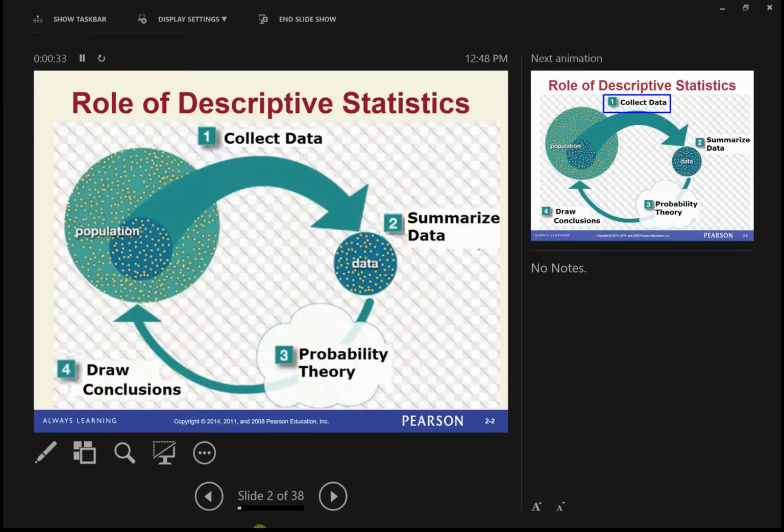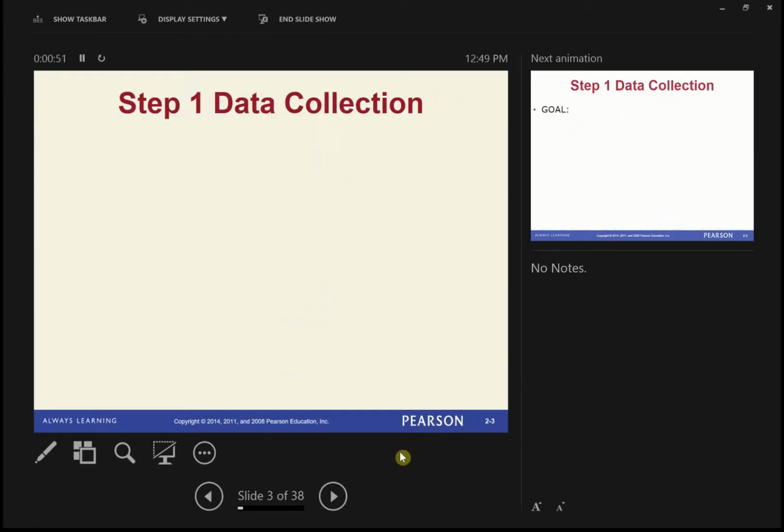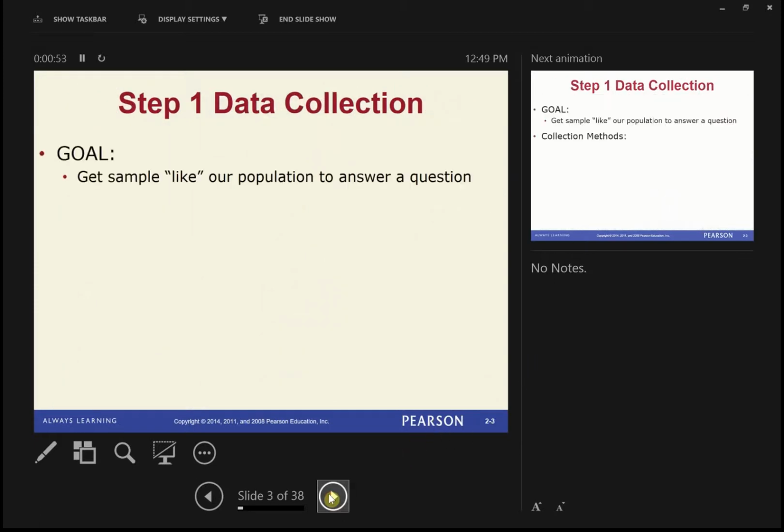Okay, so first of all, this is an important slide. This is telling us what we're doing in statistics here. So we collect data, summarize it, we're going to use probability theory, and then we're going to draw conclusions from that. And so where we're at right now is we finished up collecting the data, okay, and we've talked about all these steps. The goal, we want to get a sample that's like our population, that's representative.